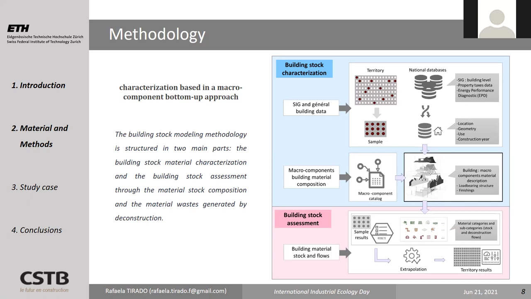The sample was obtained by crossing national databases that allow us to obtain the detailed description of these buildings. Then the buildings' principal information, like use, age, and structure material, is matched with a catalog of macro components that allow us to describe the entire building. The nature and quantity of materials are calculated for every building in the sample by multiplying the macro component.